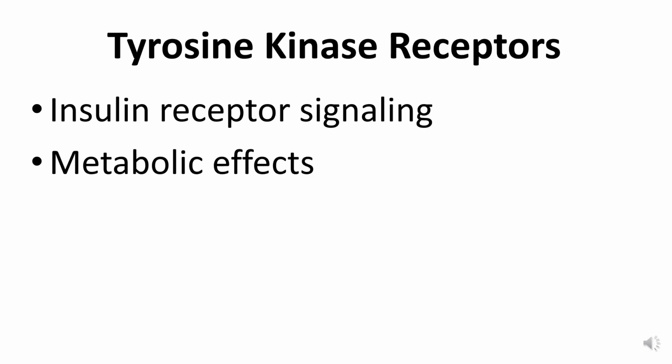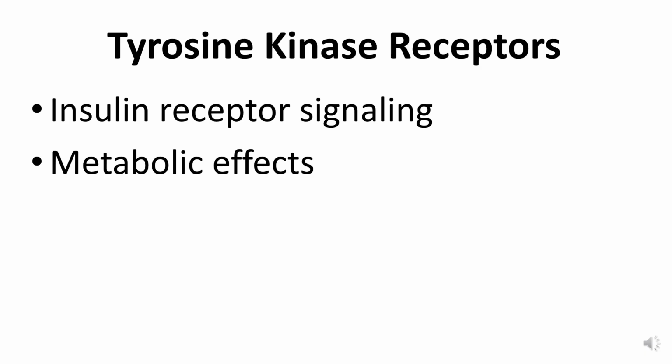Problems with insulin receptor signaling can lead to disease. Insulin resistance is a major feature of type 2 diabetes mellitus. In insulin resistance, cells respond poorly to insulin. As a result, blood glucose levels remain elevated. Over time, this can damage blood vessels, nerves, and organs. That is why proper receptor signaling is so important.